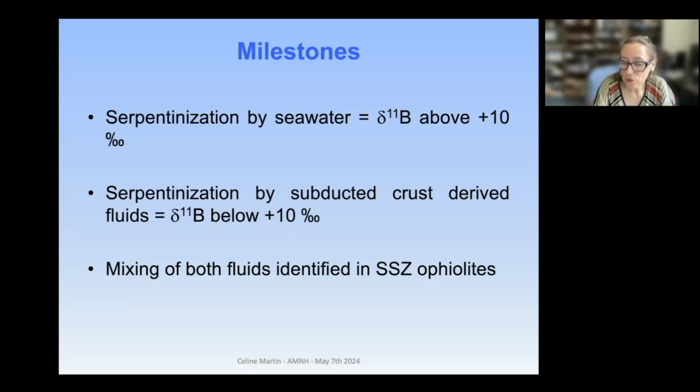I don't really have time today to present applications of this, but it has helped us tremendously to detangle what kind of fluid is responsible for what event in the serpentinite, particularly when you see that some serpentinites can have two or three successive events of serpentinization, sometimes with very different fluids. A couple of papers are now under review or already published.